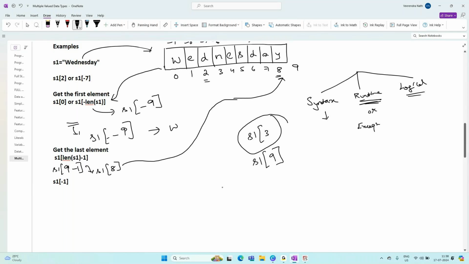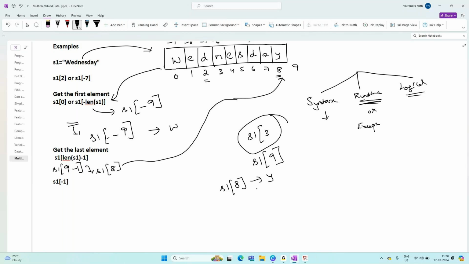Okay. Now, what is a logical error? Logical error means, for example, S1 of 8 gives you a small y, while you were thinking that you would get a capital Y. Just an example I'm saying. Whatever output you are getting is a wrong output, and as it is a wrong output, we call it a logical error.